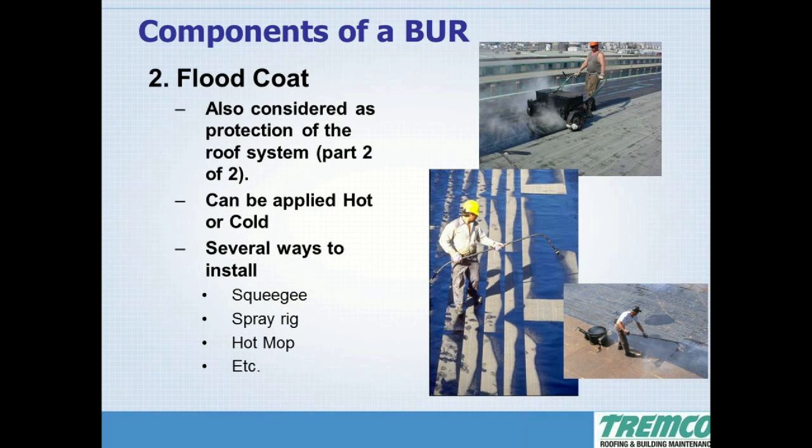Second, our flood coat. Now what's that? That's also considered protection of the roof system, part two of two. Basically the surfacing and the flood coat protect the plies underneath, and we'll get into plies shortly.